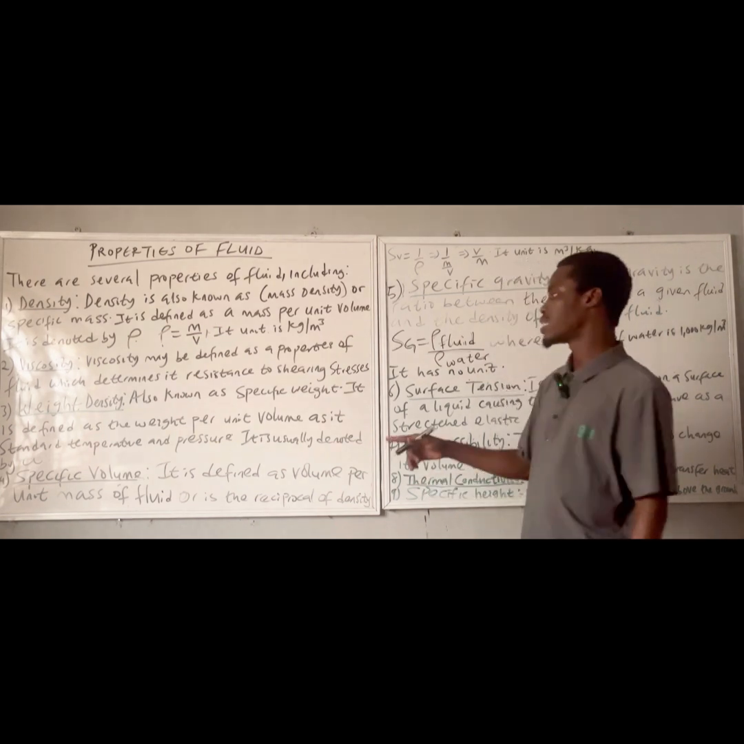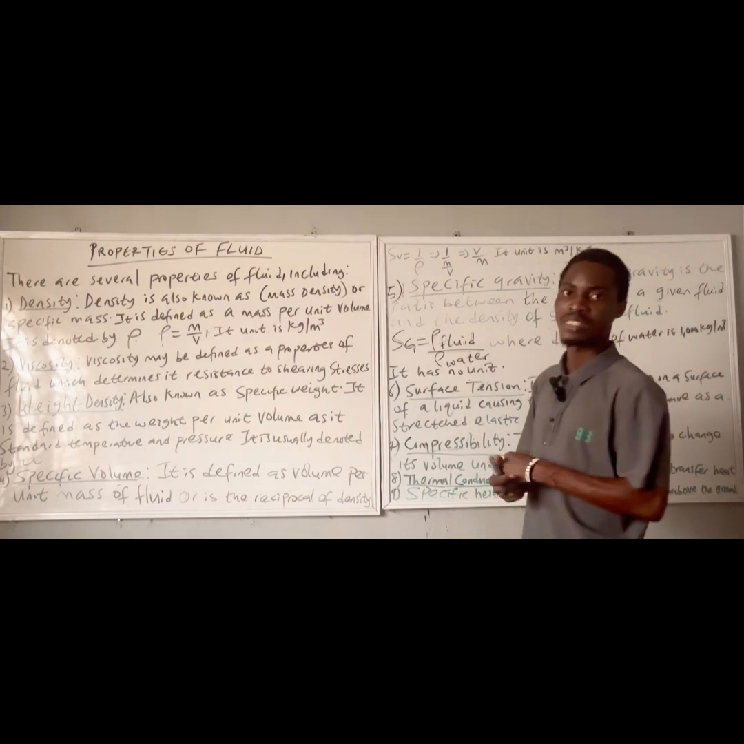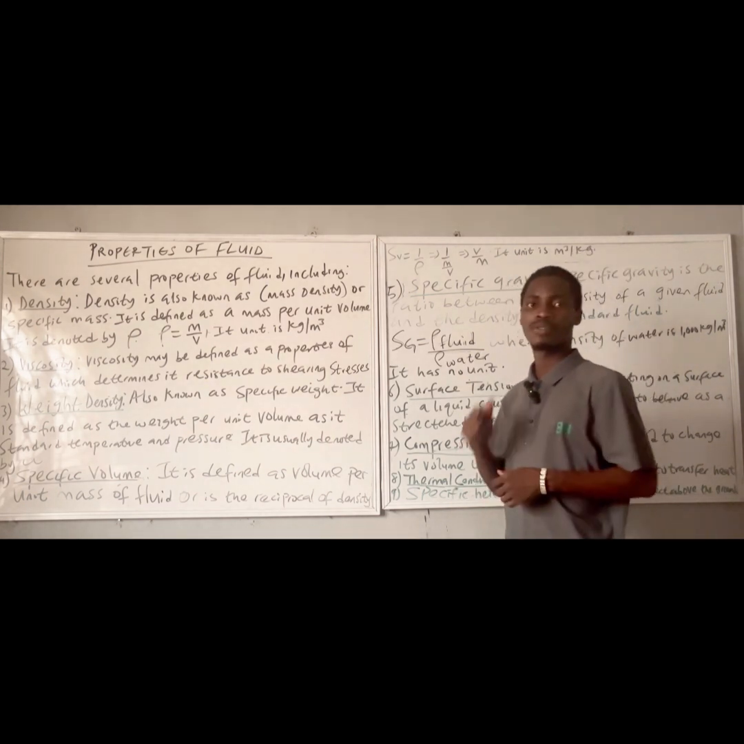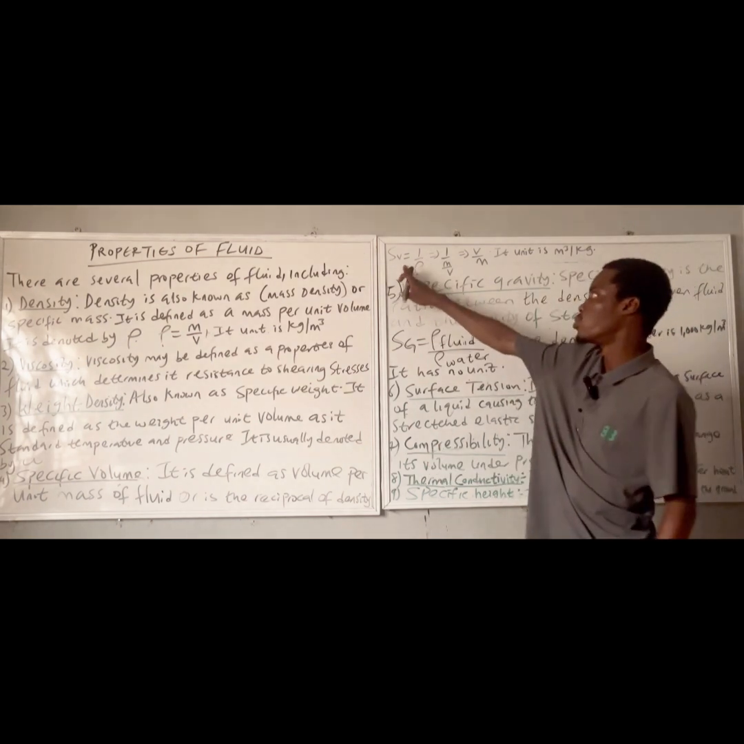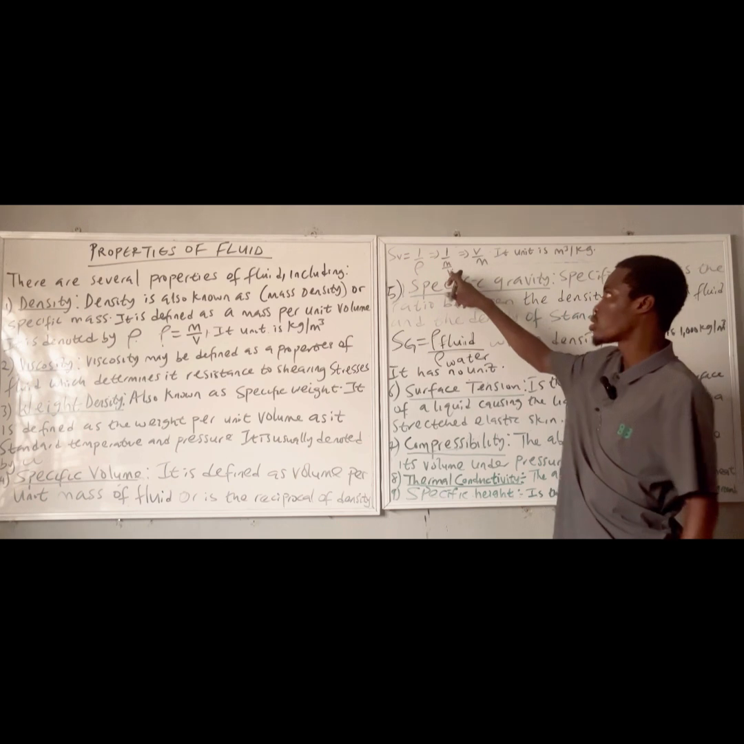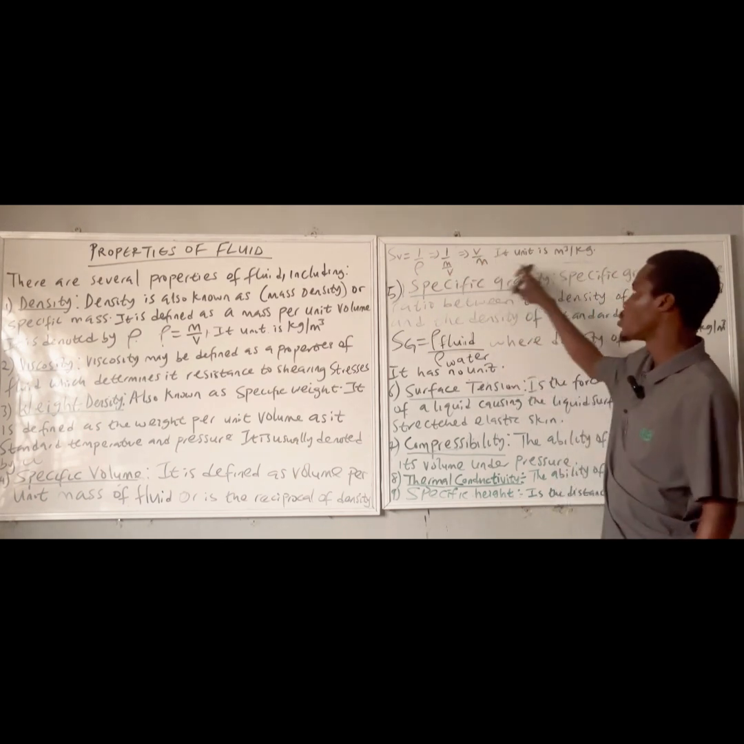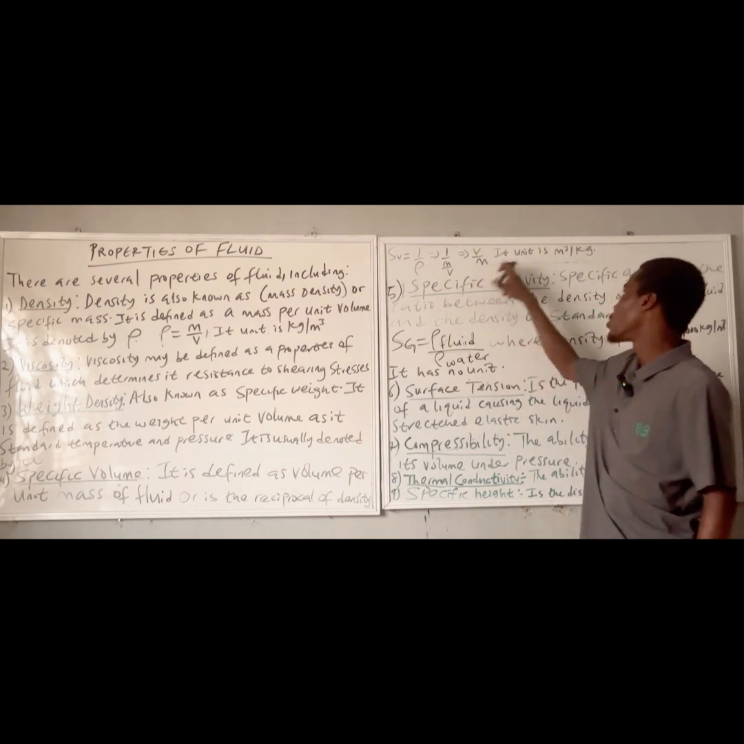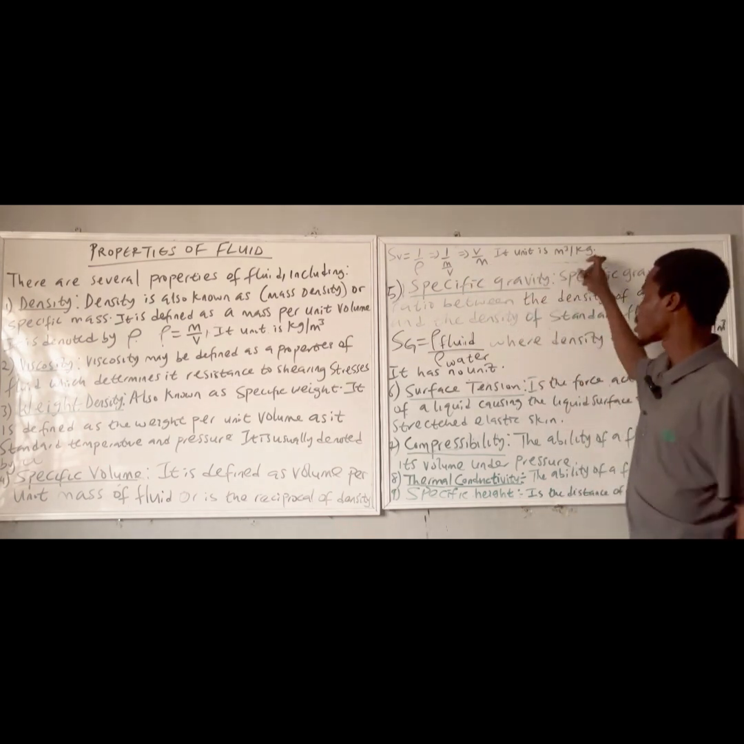Specific volume. It is defined as the volume per unit mass of a fluid, or the reciprocal of the density. The reciprocal of the density gives us specific volume. So we have specific volume as 1 over density, which is rho. So 1 over mass over volume gives us volume over mass. Volume is measured in meter cube, while mass is measured in kilogram, so the unit is meter cube per kilogram.